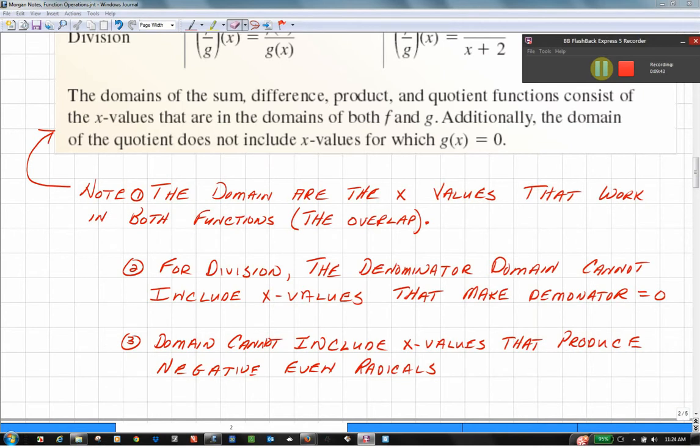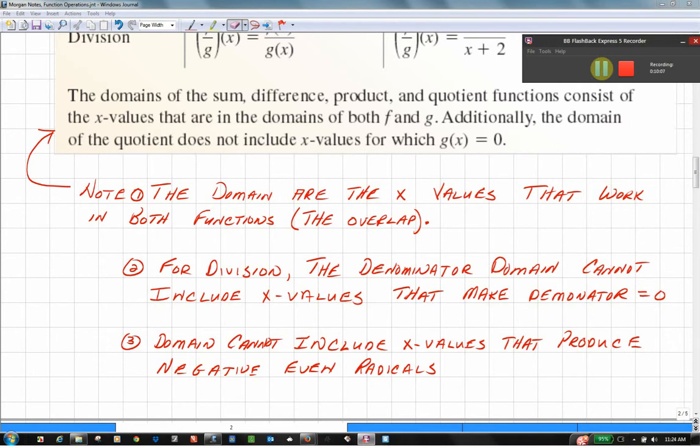Now, for division, we're going to have the extra case that we cannot have a denominator equal to 0, so we're going to have to look for x values that make the denominator go to 0 and exclude them from the domain also. The other thing that we have to be aware of, and I think I already mentioned it, is that the domain cannot include x values that produce negative square roots or negative fourth roots.